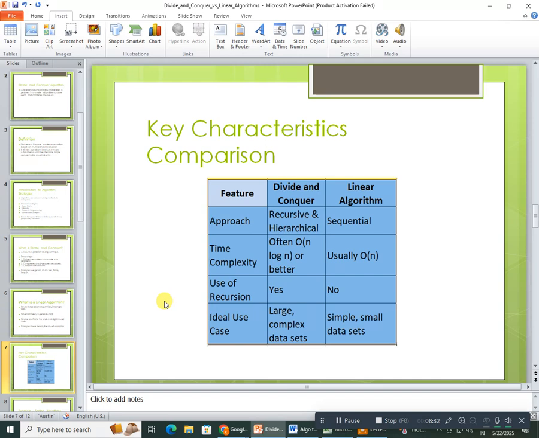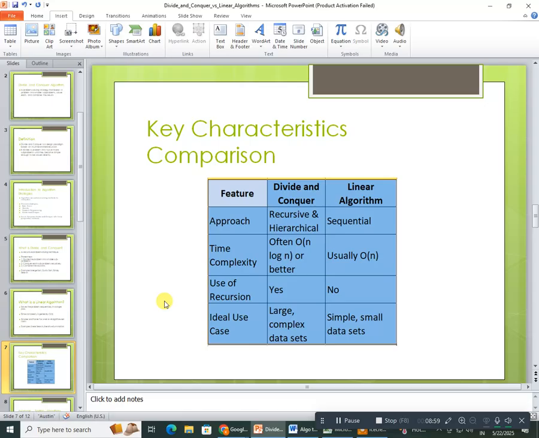And the linear approach, as I have discussed earlier, takes O(n) time, because here we are going through each of the possible solutions one by one until we get the desired result. So in the worst case it usually takes O(n) time, and in divide and conquer recursion is used. In the linear approach it is not used.